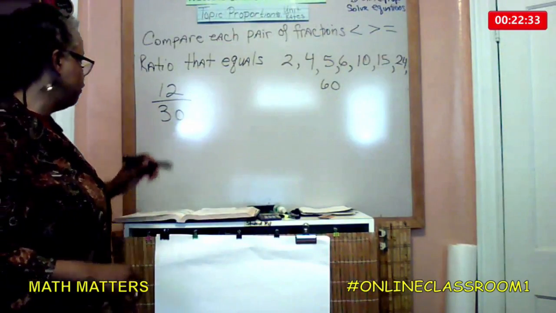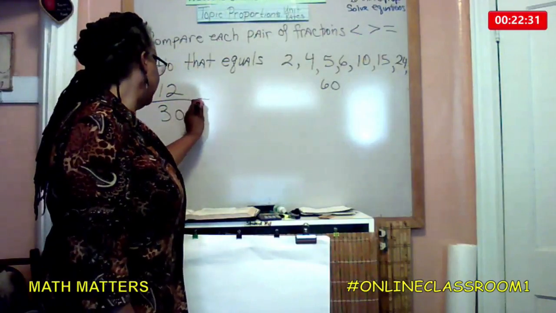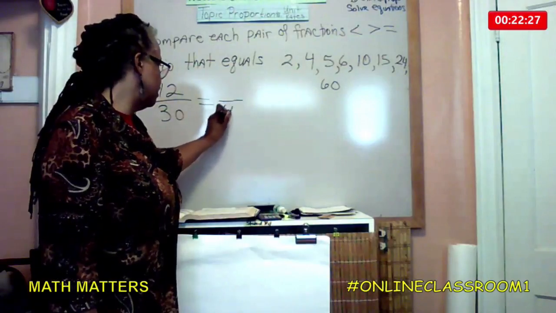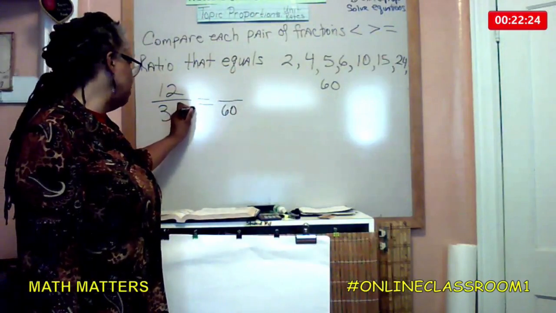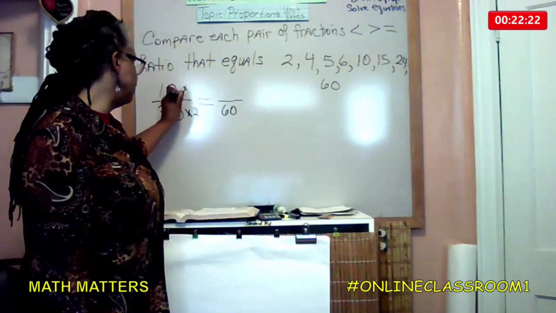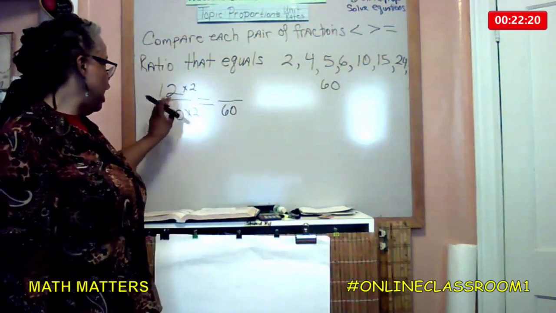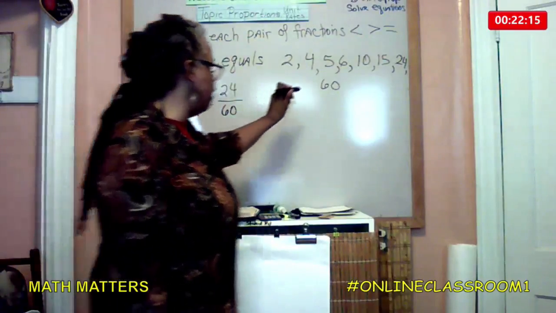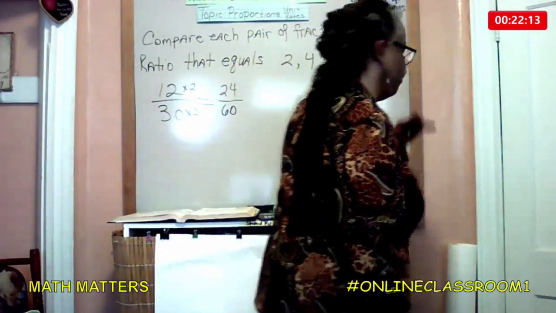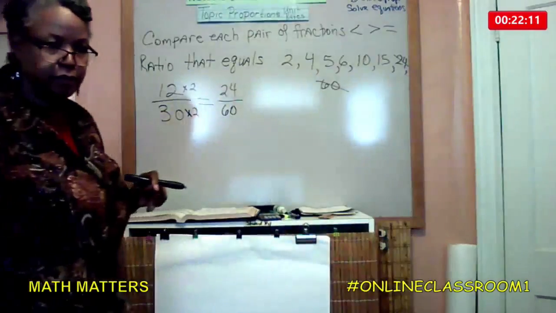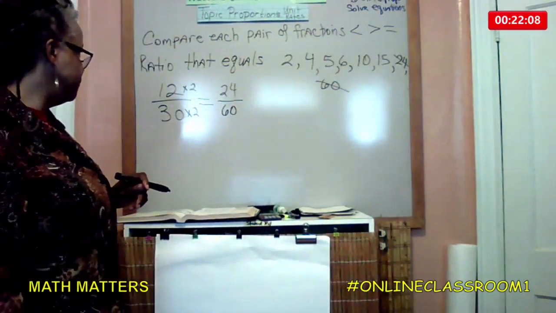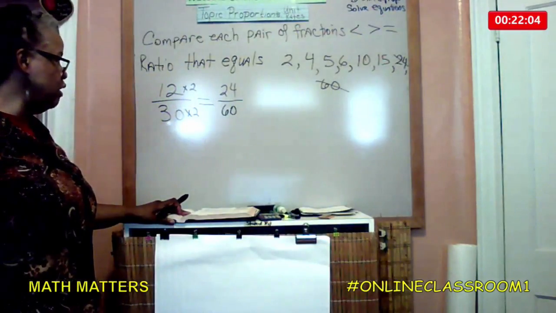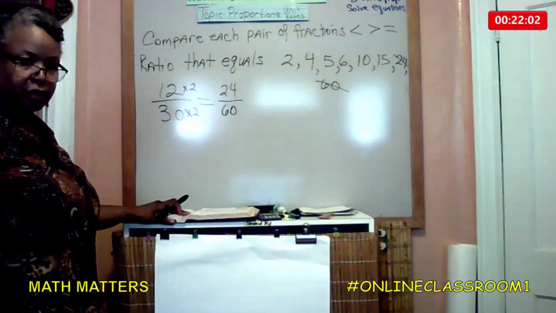I would say to myself, okay, I can use that 60 if I multiply my denominator by 2. I'd have to do the same thing to my numerator. And 12 times 2 is 24. So already I've used the 60 and the 24. Okay? So an equivalent ratio would be 24 over 60.